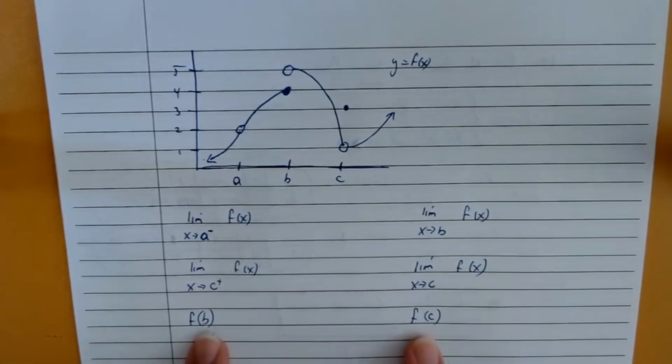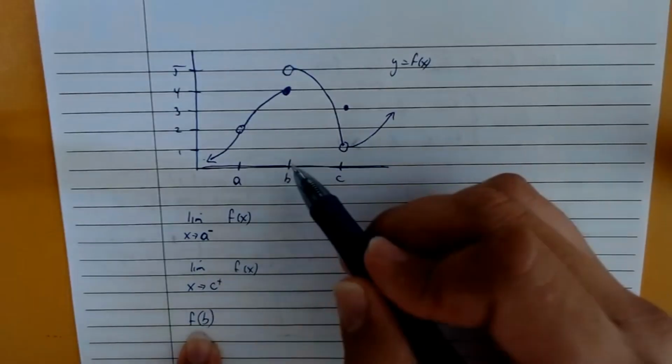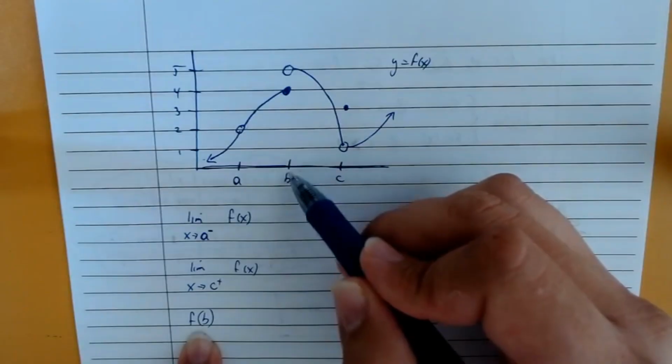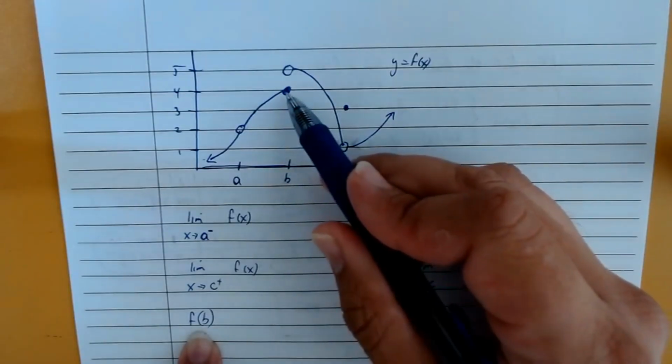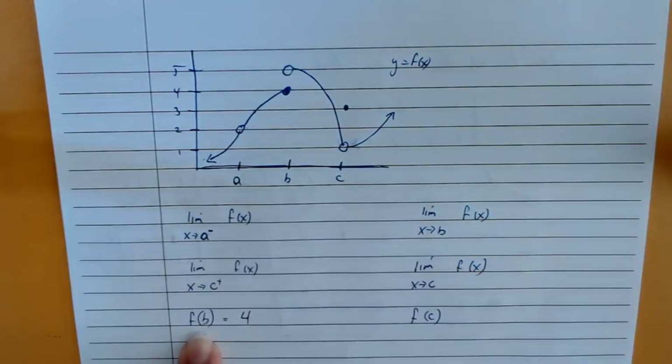All right, so let's start with the nice ones. Here, these don't involve any limits. They are just plug in the numbers. So f of b, well, here's my b. What y value do I get when x is equal to b? Oh, right here, there's my point. It's 4. So f of b is 4.